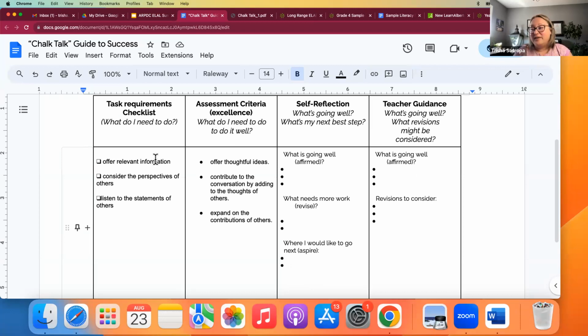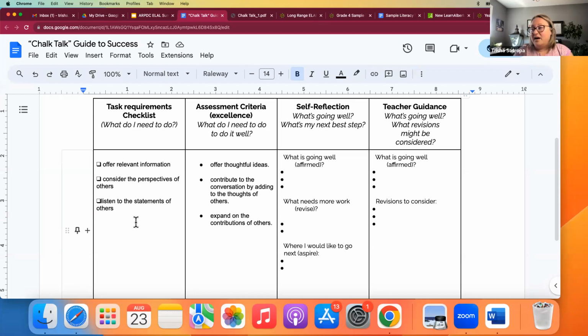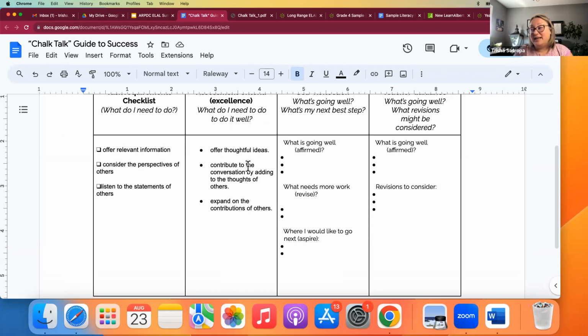So here's what you need to do to just carry on this activity. You need to offer relevant information. You need to consider the perspectives of others, and you'll need to listen to the statements of others. So that is the basic elements of how to make this a successful activity. The criteria for excellent would be more like this. You offer not just relevant information, but thoughtful ideas. So you've really put some thinking into it before you give an answer. You contribute to the conversation by adding to the thoughts of others.